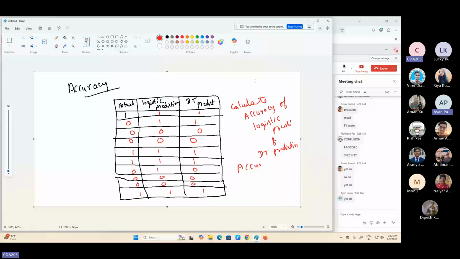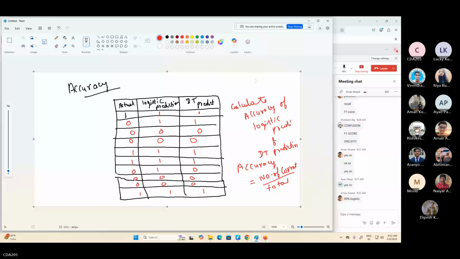For which one? There are two models: one is the logistic model and one is the decision tree model. So 90% for the logistic regression. Are you sure? One minute, sir. Check it. So it's logistic, 80%. That's why I'm telling you, kindly check it. Only eight predictions are right. Yes, sir. Sorry, sir.